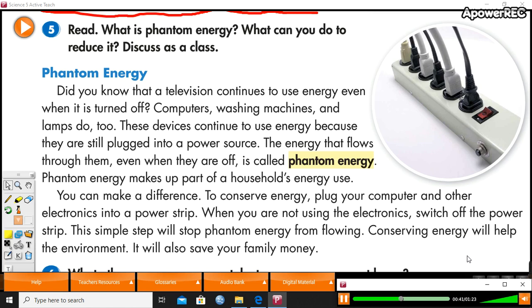Phantom energy makes up part of a household's energy use. You can make a difference. To conserve energy, plug your computer and other electronics into a power strip. When you're not using the electronics, switch off the power strip. This simple step will stop phantom energy from flowing. Conserving energy will help the environment. It will also save your family money.